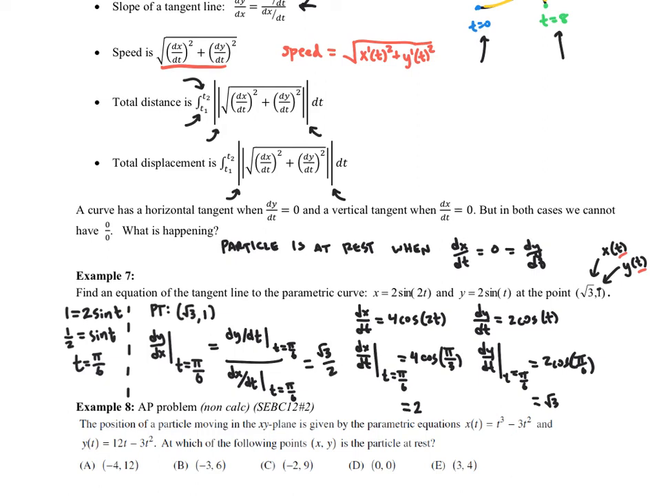Thus, our tangent line equation, I'm going to actually put it up here because I ran out of space, would be y minus y. Well, we know our y value is 1. Our slope is the square root of 3 over 2. And x minus x, we know our x value was root 3. And there is your tangent to the parametric curve at the point square root of 3, comma 1.